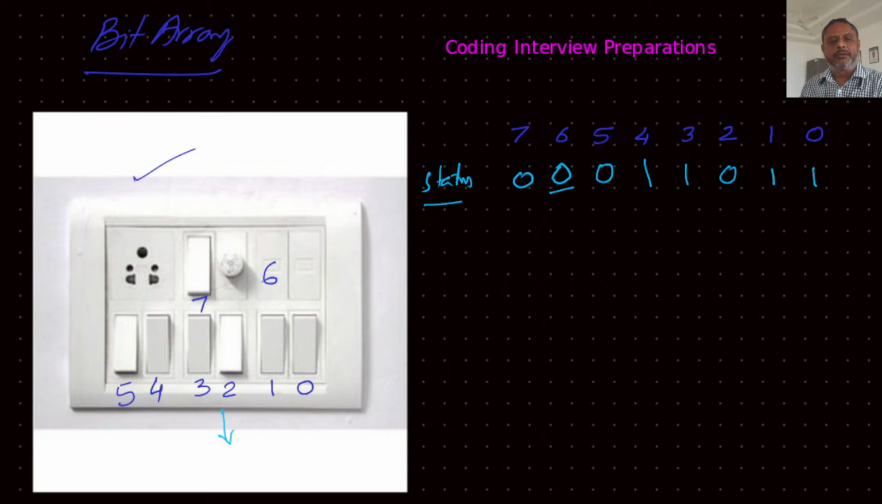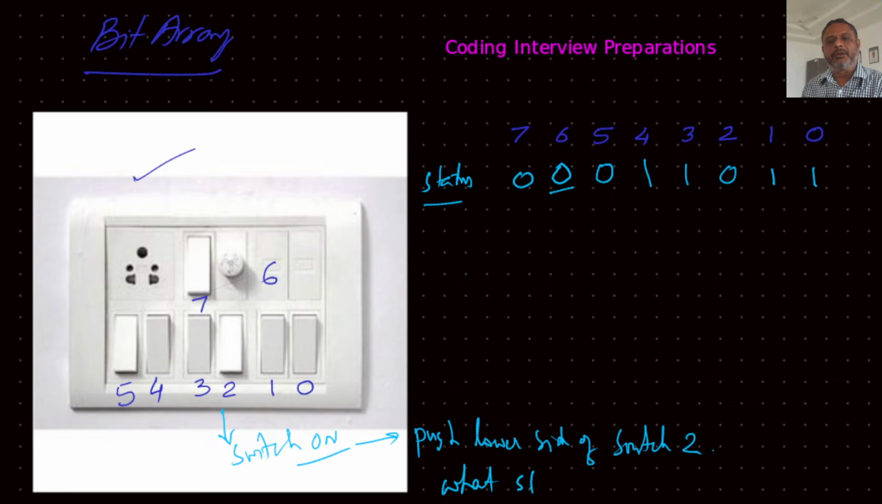Now, how do you switch on the second switch? It's as simple as that. Just touch the second switch at the bottom and push it, so it gets switched on. So we push the lower side of switch 2, so that becomes on. Now, what is the status of the other switches?